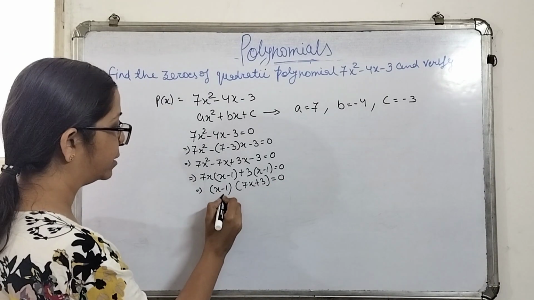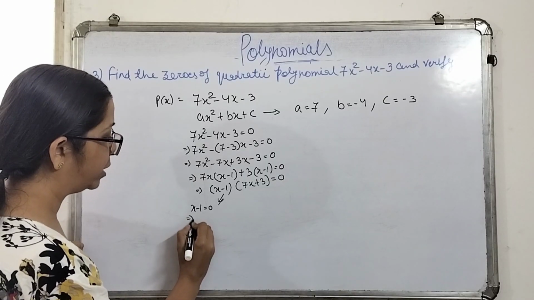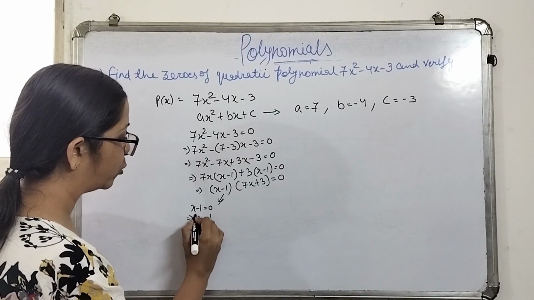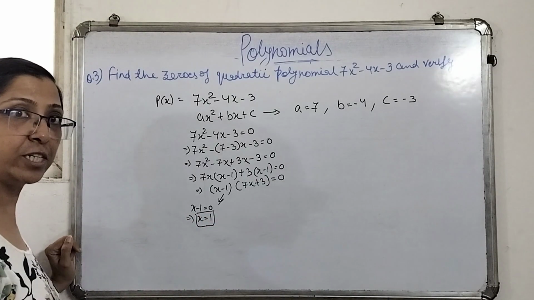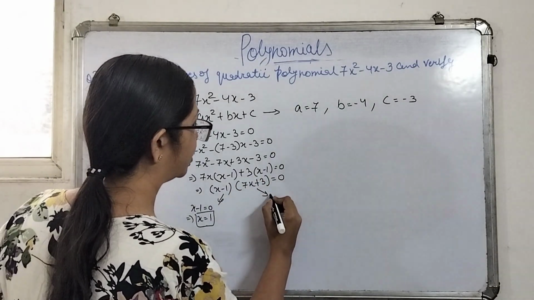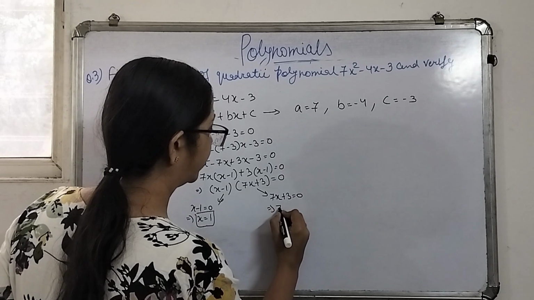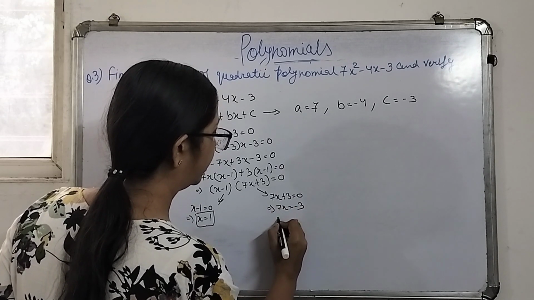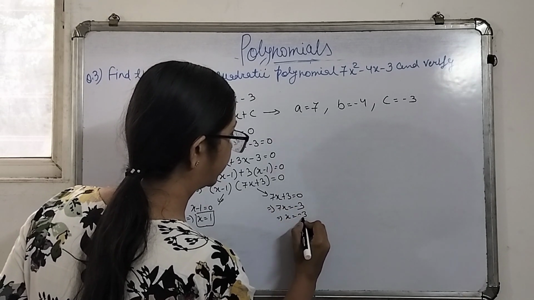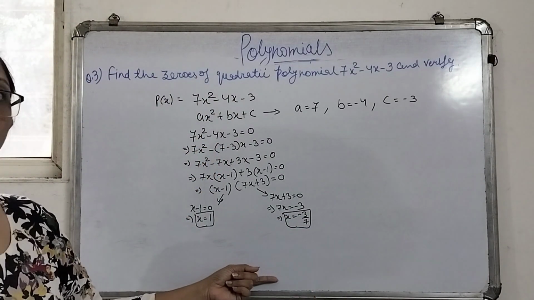Now if we take this part, x minus 1 equivalent to 0, from here we get x equivalent to 1. This is one of the zeros. From 7x plus 3 equivalent to 0, if this is the part we are taking, then 7x will be equivalent to minus 3 and x will be equivalent to minus 3 by 7. This is the other zero of the quadratic polynomial.